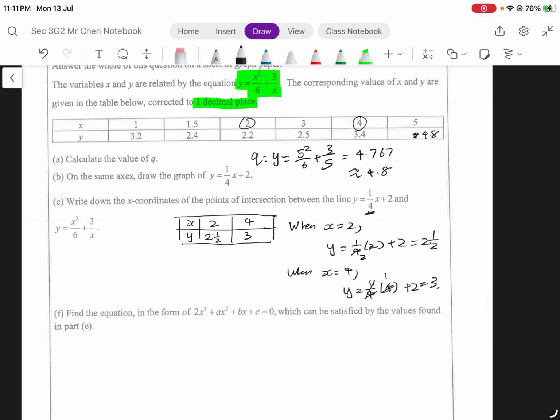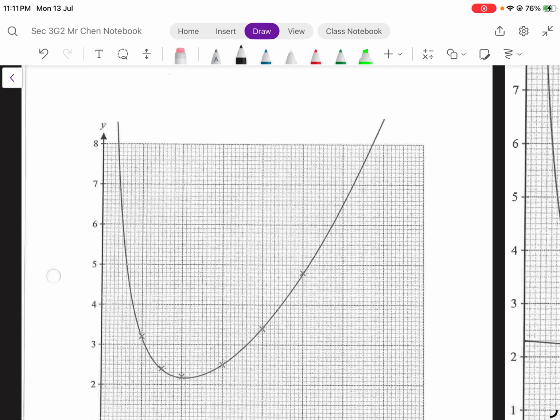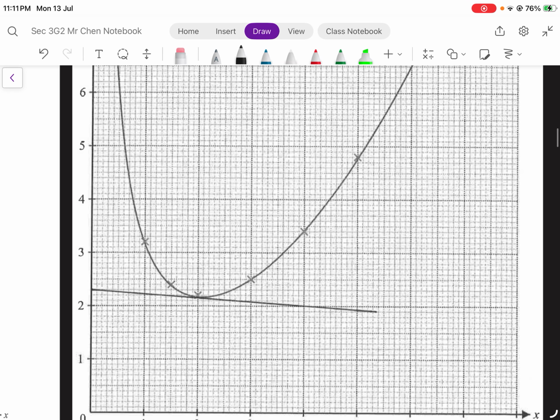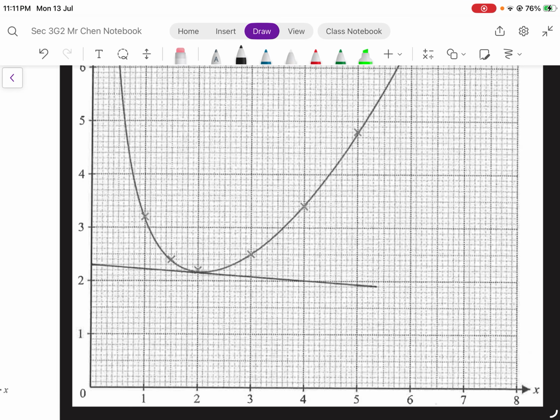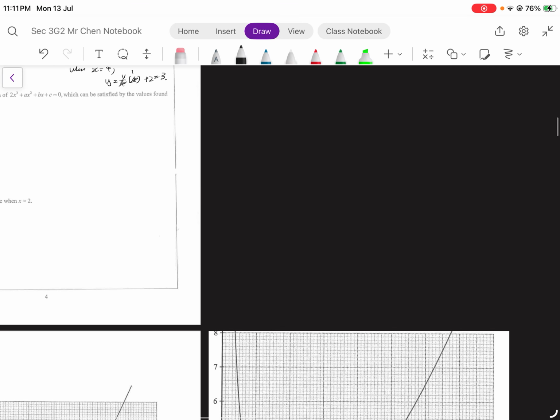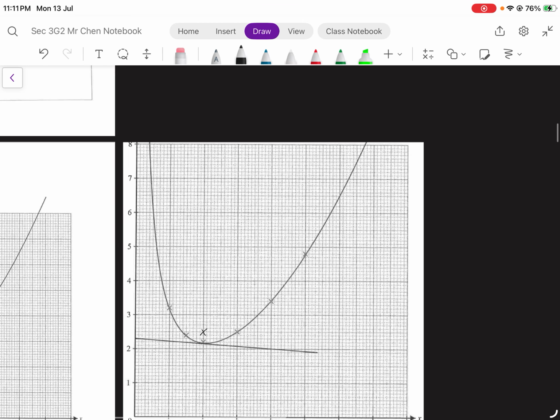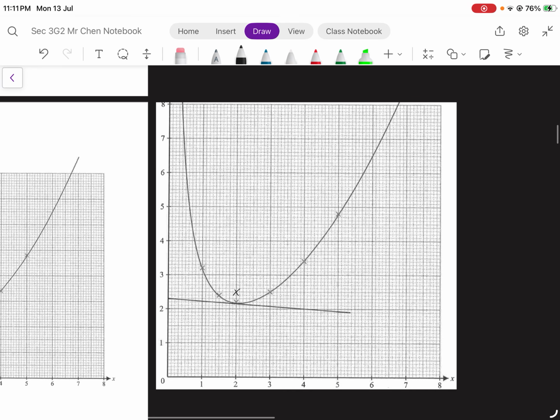If you want to find the x coordinates of the points of intersection, we need to plot. So 2.5, we're going to use this one. When x is 2, y is 2.5. So this is my first point. Then the next one is when x is 4, y is 3. So you roughly draw. Let's see how my drawing goes. Like this. Please use a ruler.